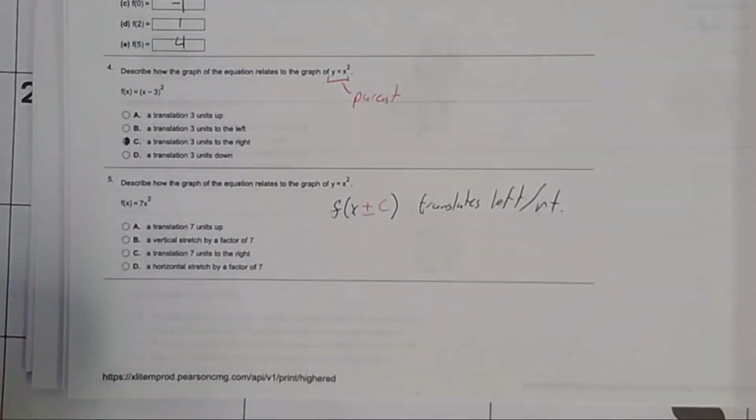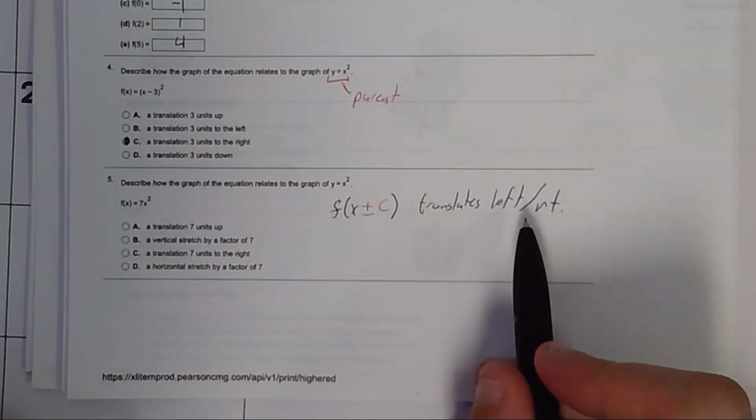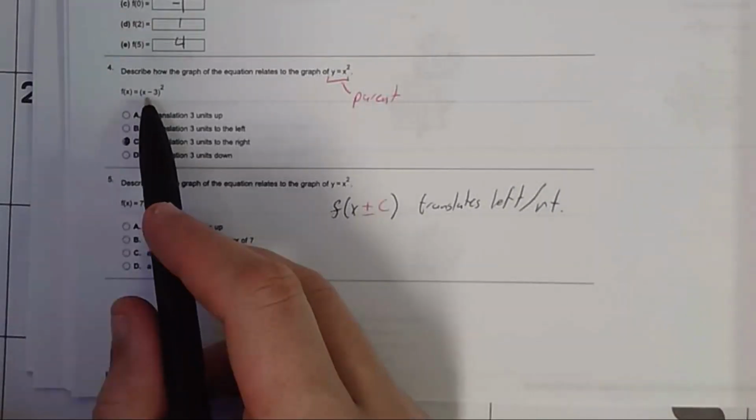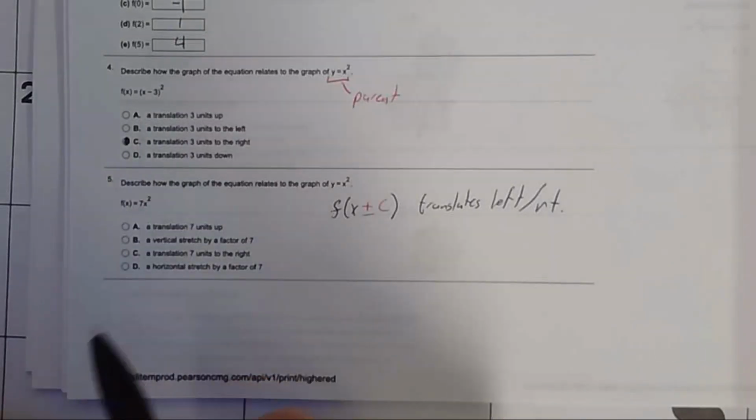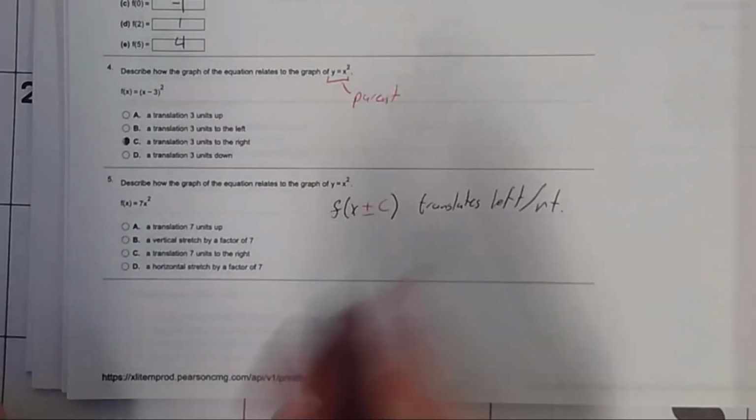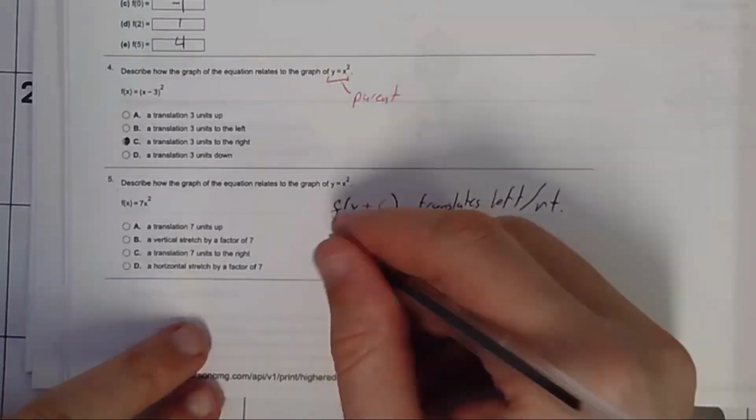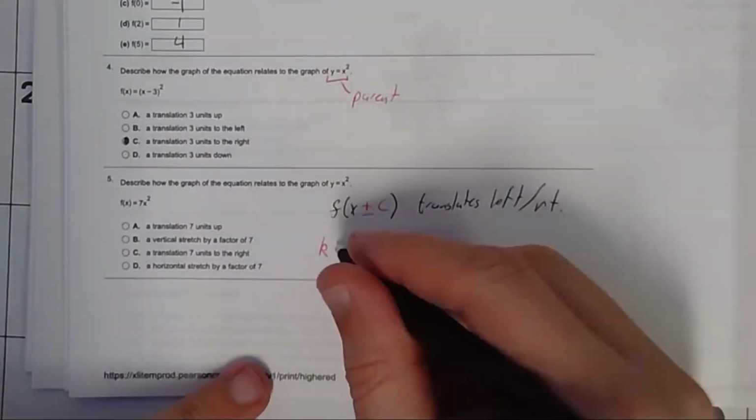And it should be noted that the left and right movement is actually the opposite of what you think it is, because that -3 in number 4 moved the graph to the right instead of to the left. It's kind of the opposite of what you think it should do. Well, this rule that we need to know is what happens when you multiply something on the outside of f of x.